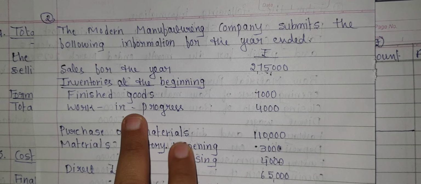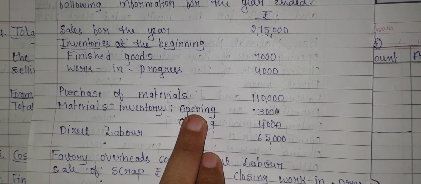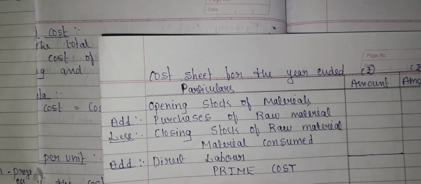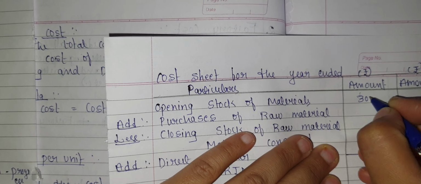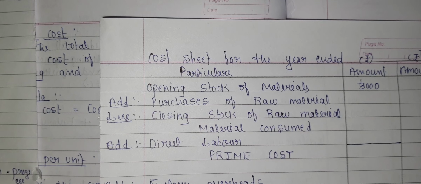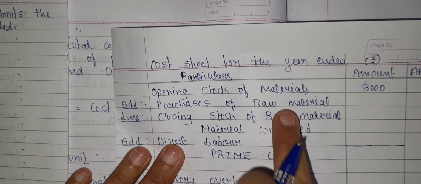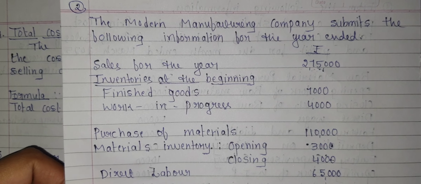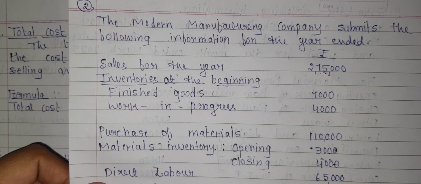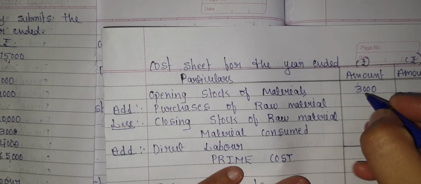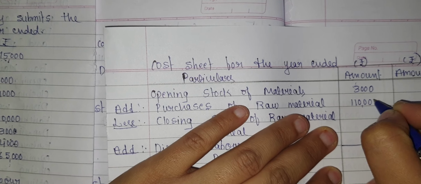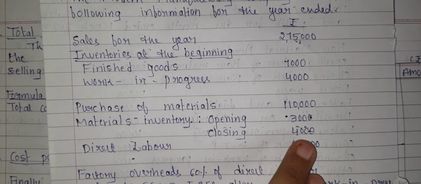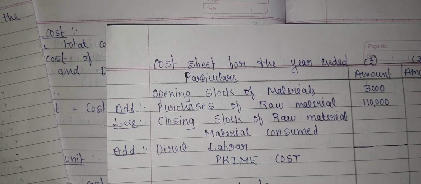First we have to find out the direct materials, meaning material consumed for the year. They have given the information about opening stock of materials. Opening stock of materials, how much? That is rupees 3,000. Write down opening stock of materials, rupees 3,000. Next, add purchases of raw materials. Purchases during the year, how much? That is rupees 1,10,000. From this, less closing stock of materials, how much? That is rupees 4,000.